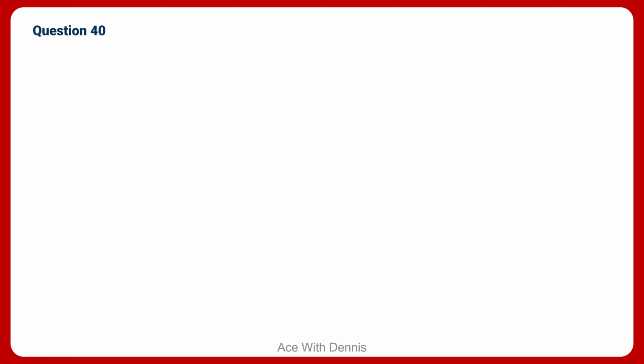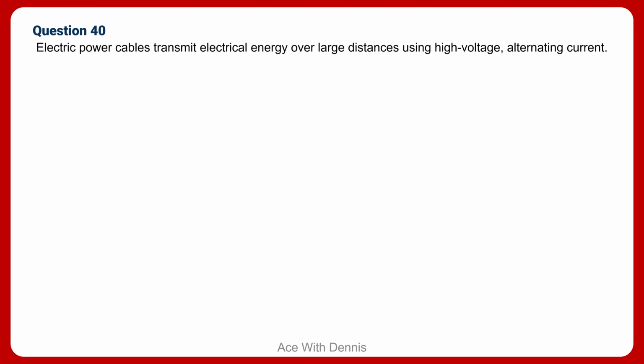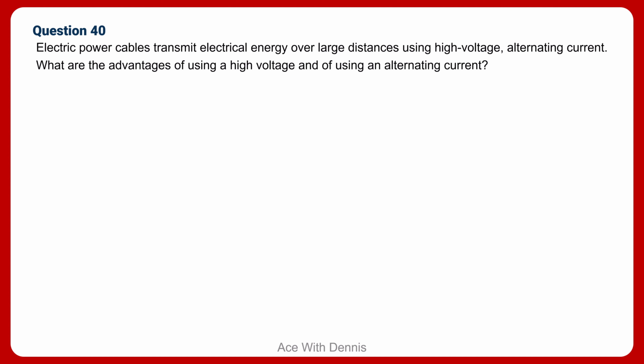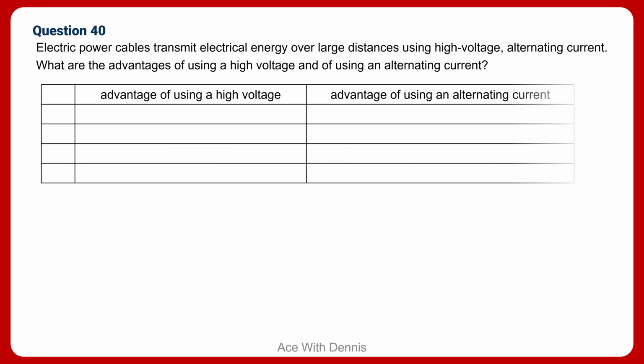Question 40, the last question. Electric power cables transmit electrical energy over large distances using high voltage alternating current. What are the advantages of using a high voltage and of using an alternating current? So here are the options. Option A, advantage of using high voltage is because high current is produced in the cable, and the advantage of using alternating current is because the resistance of the cable is reduced.